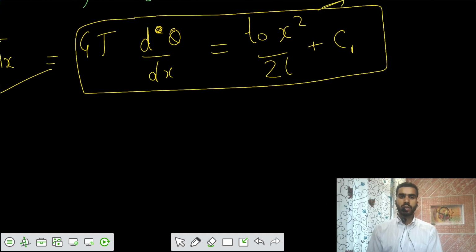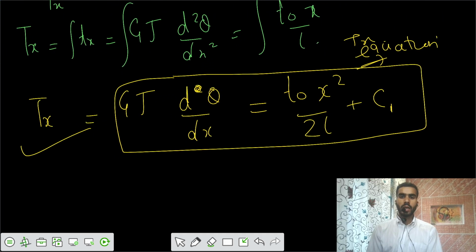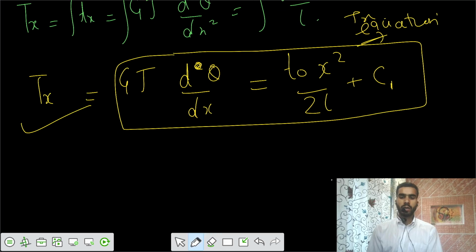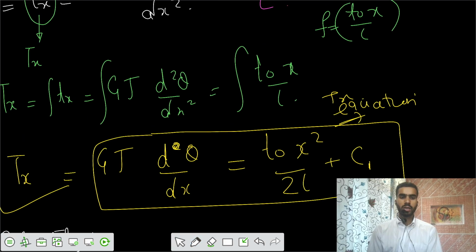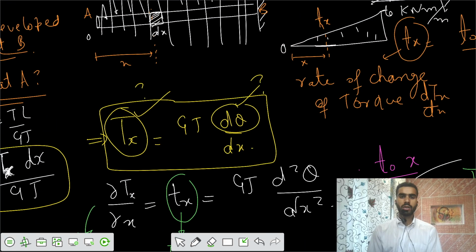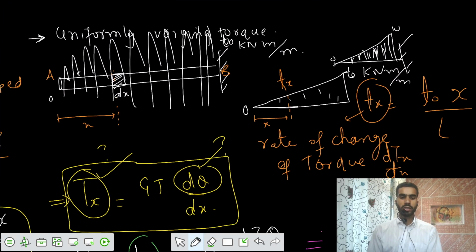Based on this, if I apply the boundary condition, what is the boundary condition we have related to torque? Can you guess the boundary condition from the problem? At this point we have the free end, so the torque developed here would be 0, and the maximum torque we have here.